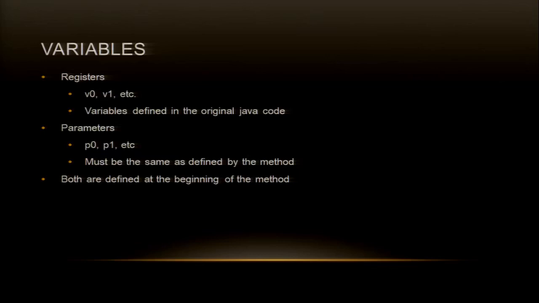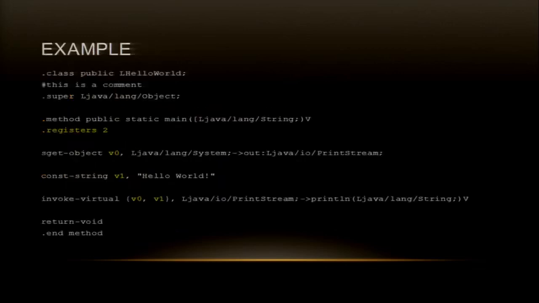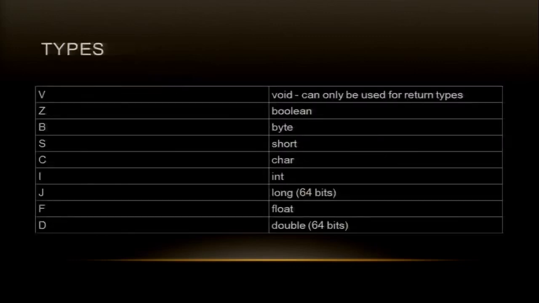So when a method is defined, it will define its parameters, and then within the code, p0 is the first parameter, p1 the second parameter, and so forth. And both are defined at the beginning of the method. So here's the method for the hello world. It's defining two registers, which are the variables, and you'll see them used, v0 and v1. I'm going way too fast.